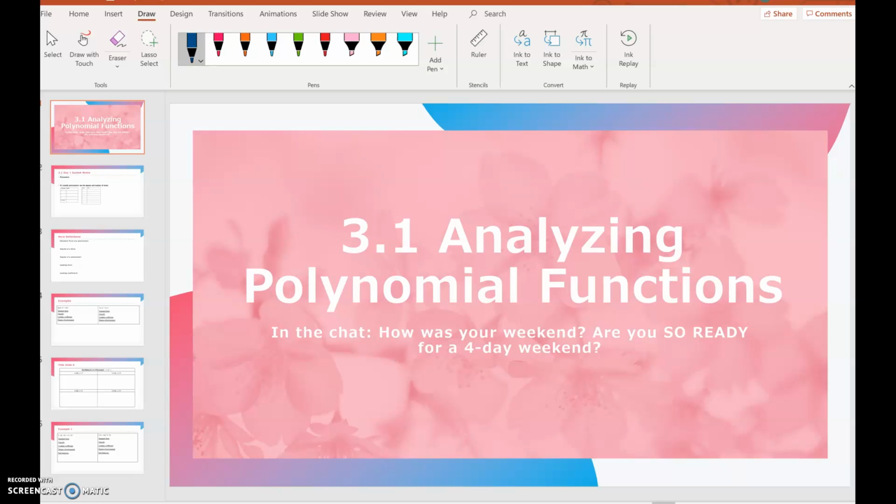So, we are now going to be starting polynomial functions. Today we're doing 3.1, which is analyzing polynomial functions. We're going to be looking at every part of the polynomial function, how to name it, how to graph it. In class, you'll be able to answer that in the chat box question, but let's go ahead and go to some examples.